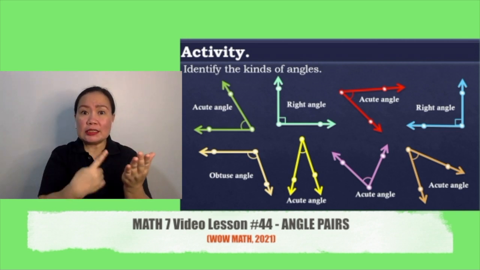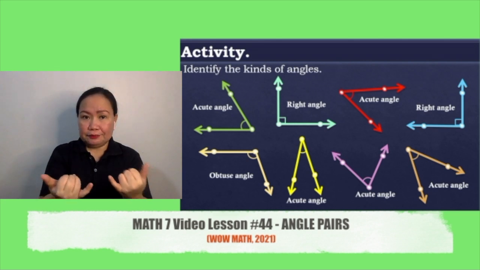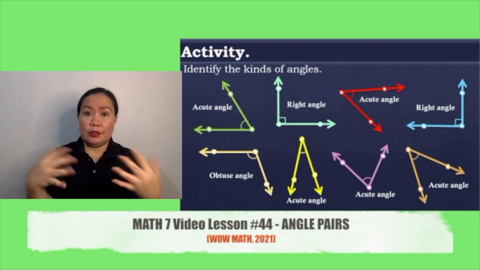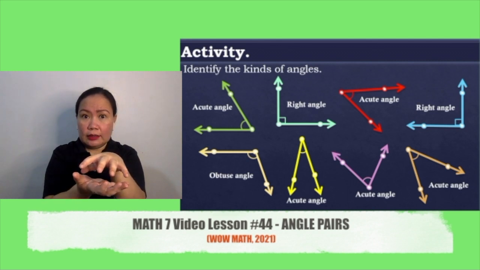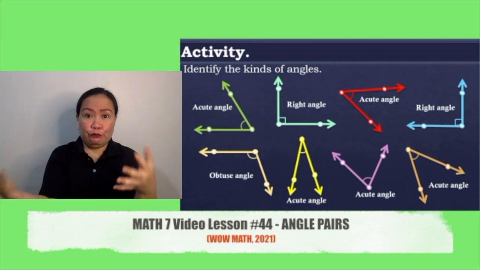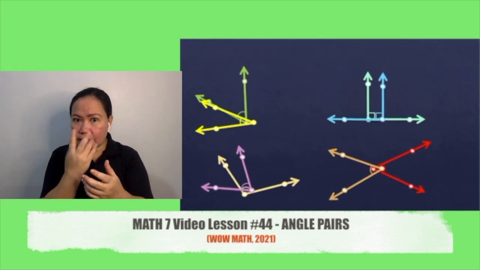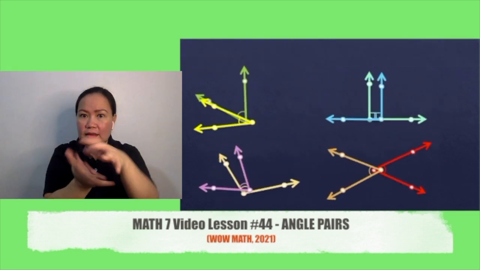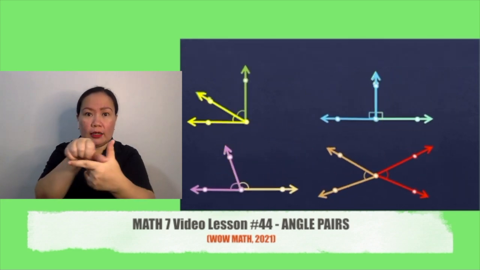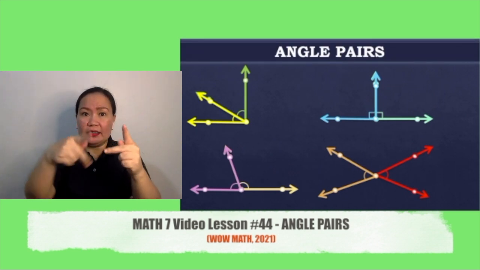na-discuss na to prior dito, bago itong video na to. Now, given these kinds of angles, kung pagsasamahin natin ang kahit ano dito sa mga angles na to, so if you will be combining any two angles from this set of angles, ayan, okay, so from here, nag-combine tayo ng dalawang angles, nakakabuo tayo ngayon ng angle pairs. Okay, so ano-ano ba itong angle pairs na to?